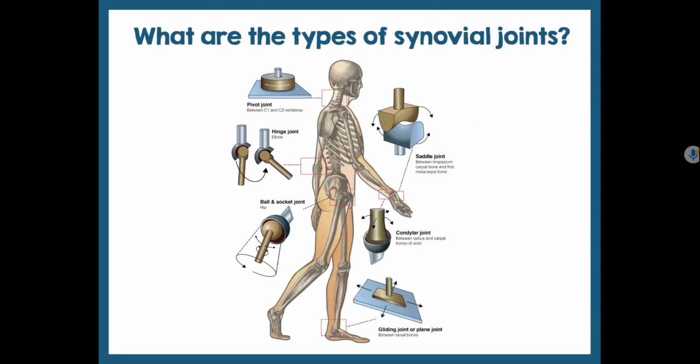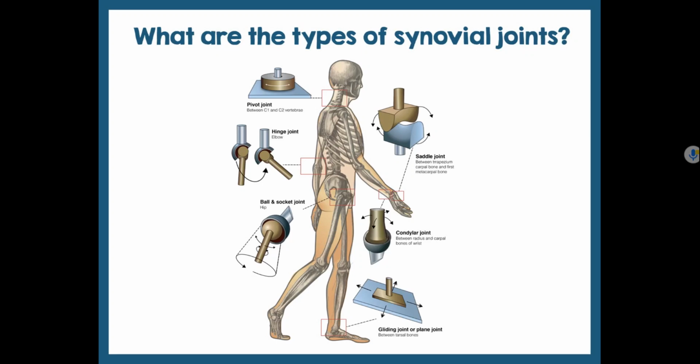Okay, let's wrap up the video here by talking about the types of synovial joints. There's 6 of these. A pivot joint lies between the first and second vertebrae in your neck, and it allows for rotation around a single axis. A hinge joint is found in your elbow. This is where one bone moves while the other bone remains stationary. In this case, the bend is over a single axis.